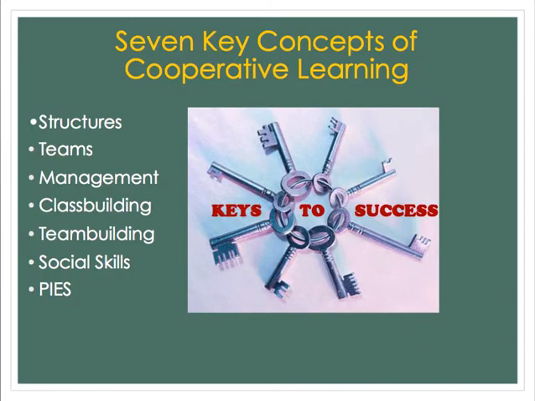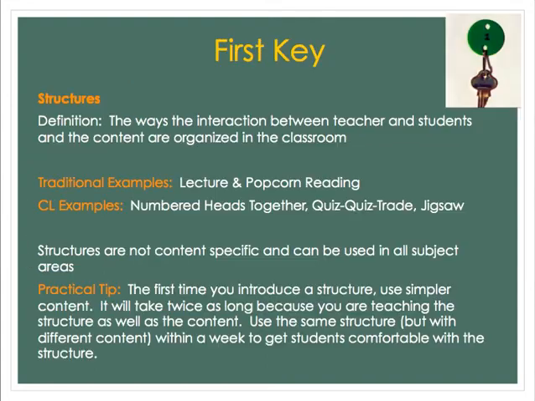So Kagan discusses these 7 key components that he calls structures, how to form teams, management, class building, team building, social skills, and PIES. So some of those should already look familiar to you. We're going to go key through key.